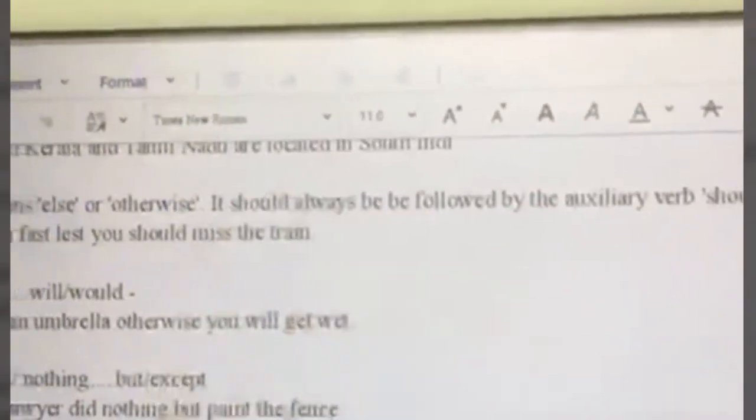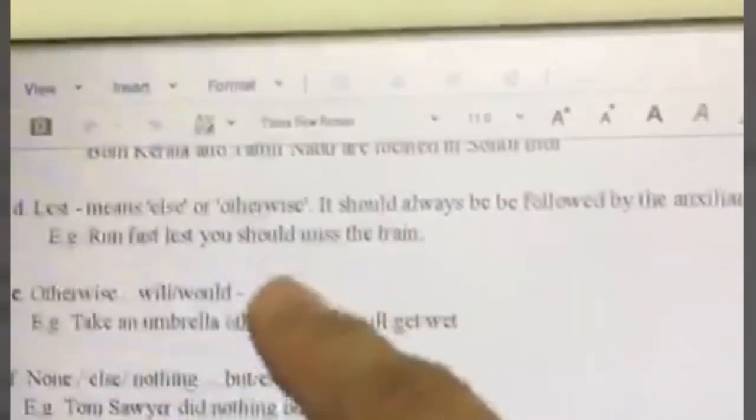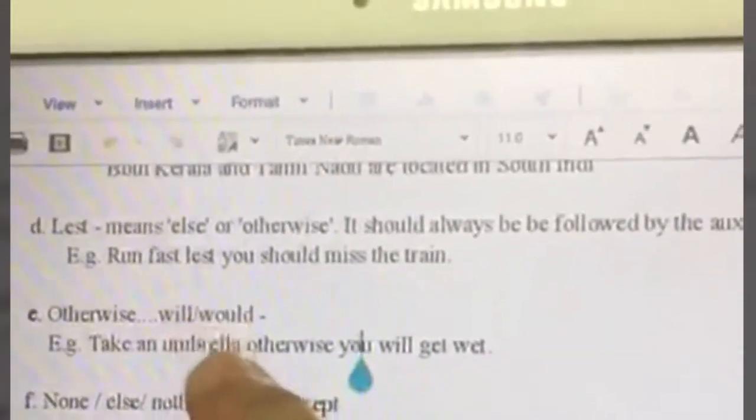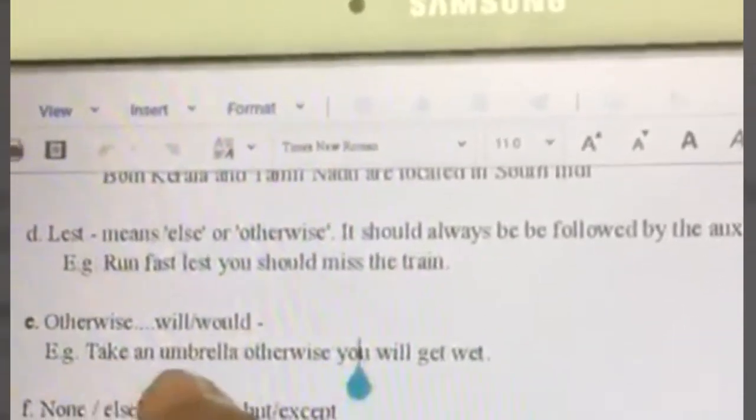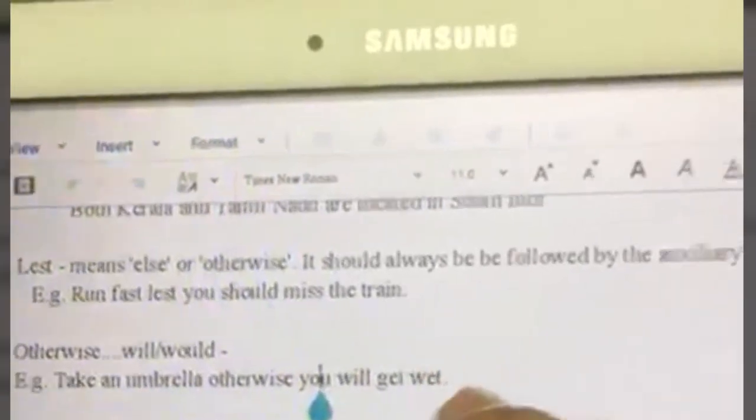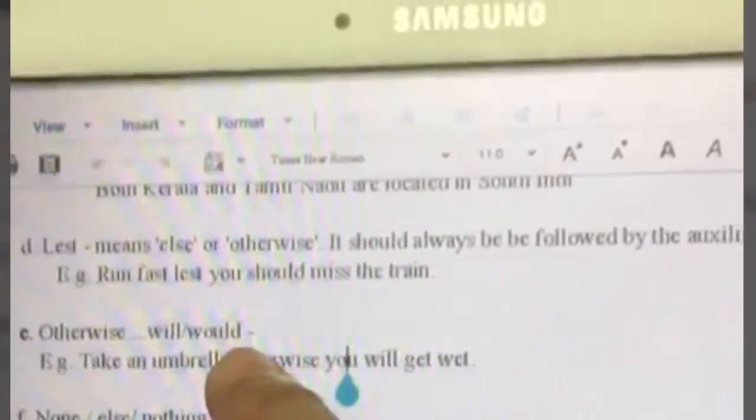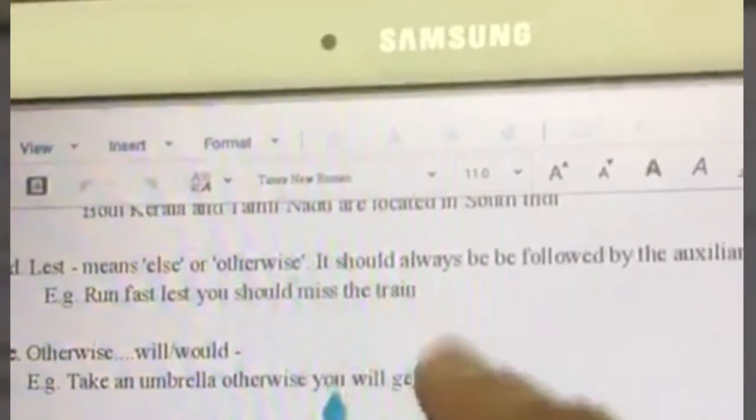So what would an example be? Run fast, lest you should miss the train. But if I use otherwise as a conjunction, then the auxiliary verb that we have to use is will or would. So take an umbrella, otherwise you will get wet. Or if I want to write the same sentence using otherwise, I must say run fast, otherwise you will get wet. Right? So just keep this in mind.